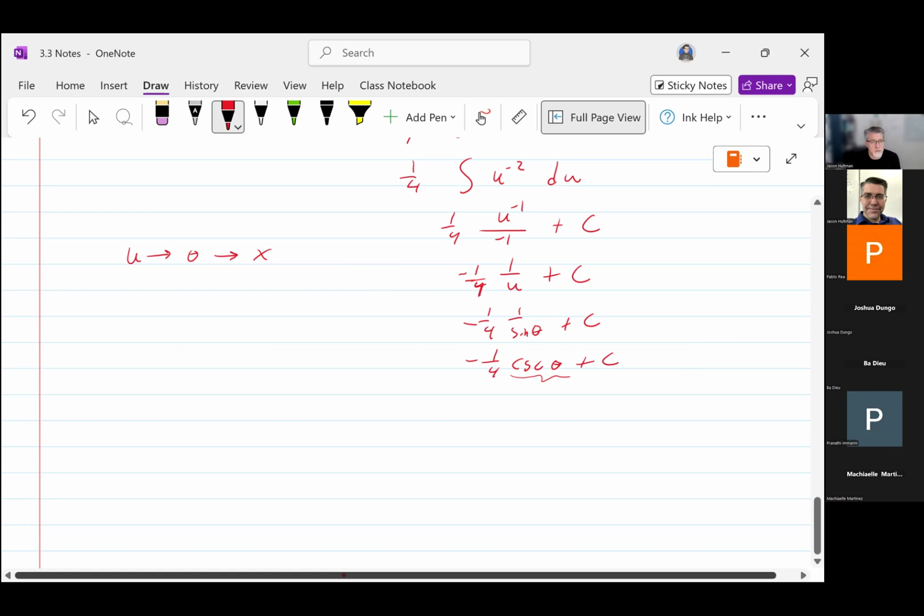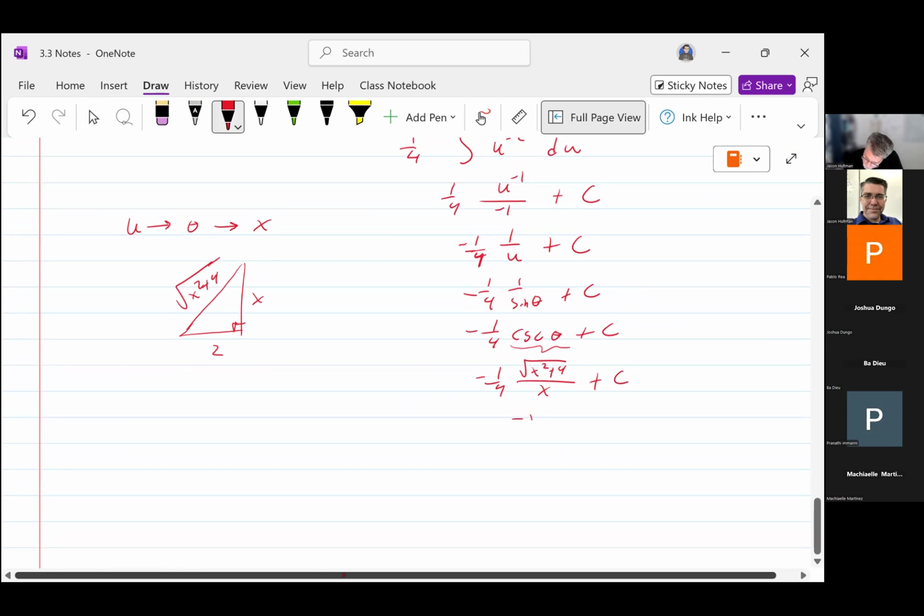So now I've got to figure out, well, what's cosecant of theta? Cosecant of theta is the reciprocal of sine. Sine is opposite over hypotenuse, so this should be hypotenuse over opposite. So I've got to go back to my triangle that I made. I had x and 2, and then we had the square root of x squared plus 4. So cosecant is going to be hypotenuse over opposite. And so this becomes negative 1/4 times the hypotenuse, which is the square root of x squared plus 4, over the opposite side, which is x, plus C. Maybe I'll write it like this: negative square root of x squared plus 4 over 4x plus C. And I'm done.